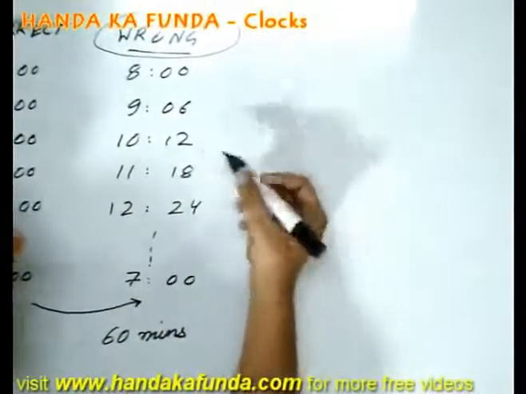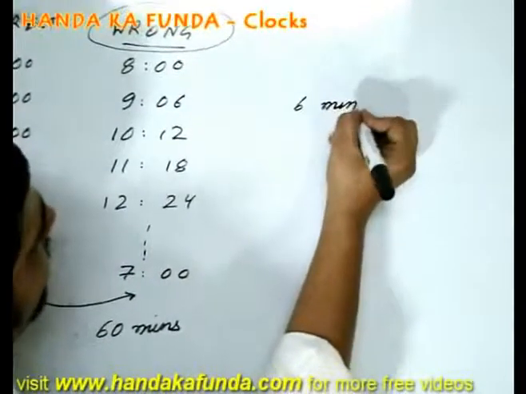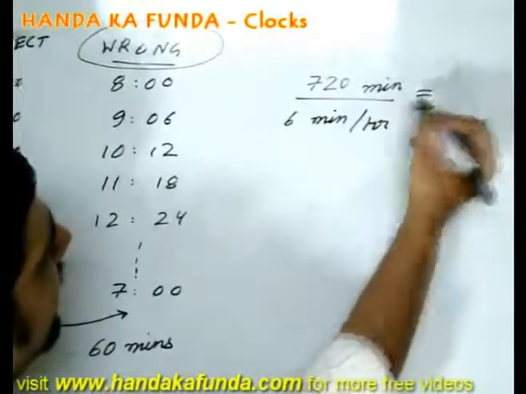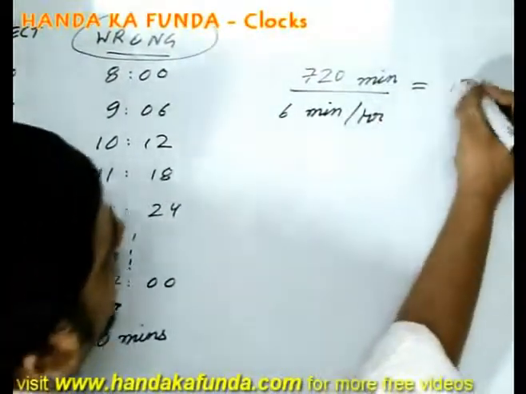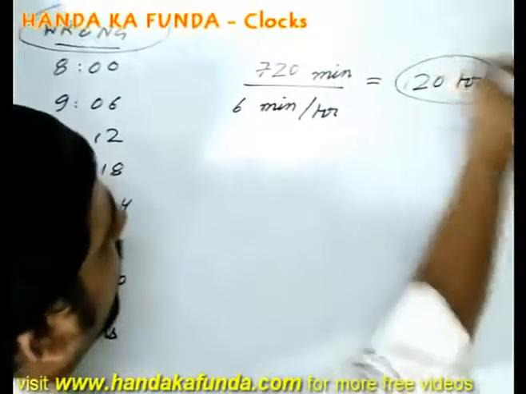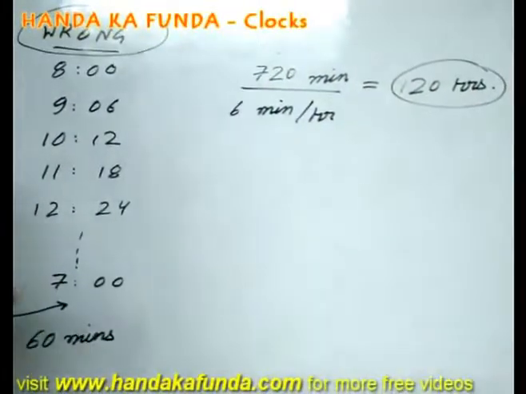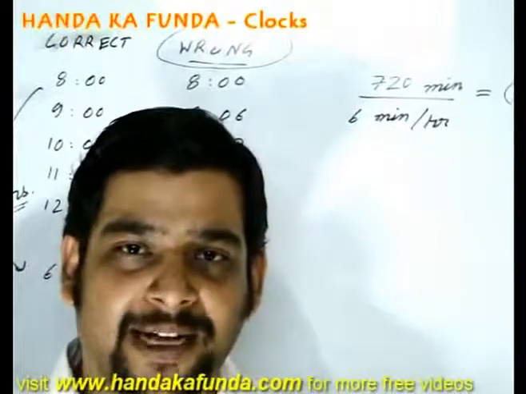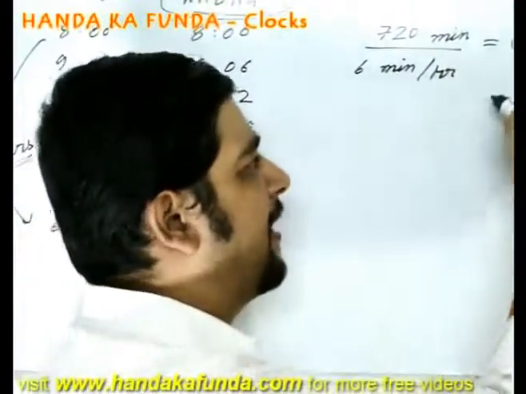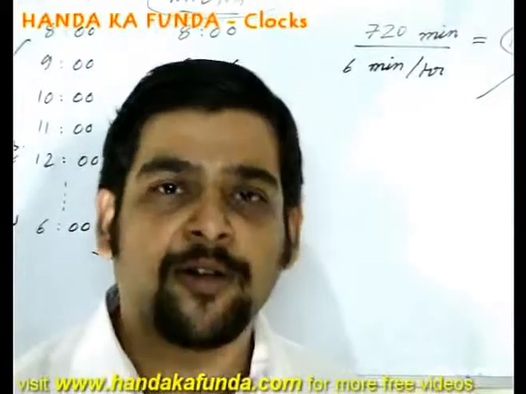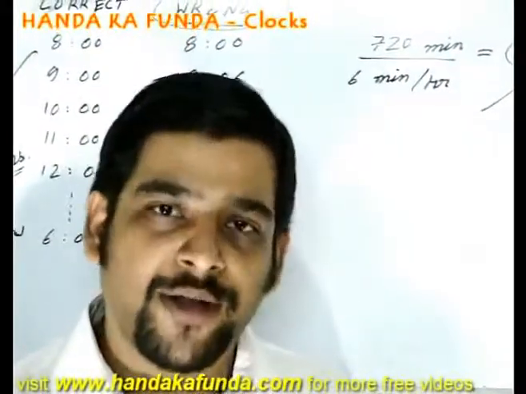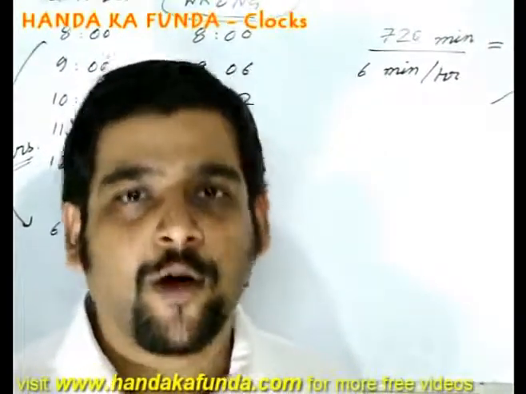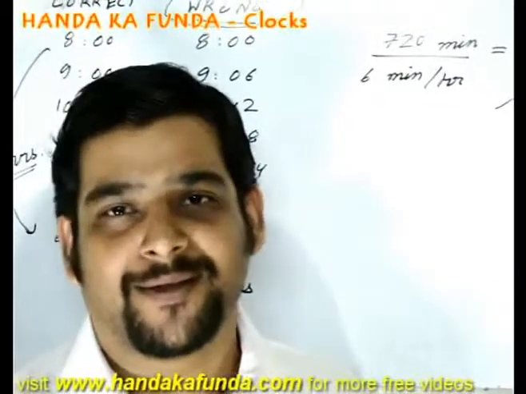So my wrong clock right now is gaining 6 minutes every hour. And I wanted to gain 720 minutes. It can gain that 720 minutes in how much time? In 120 hours. So after 120 hours, it will show the correct time again. How about a clock that was losing 6 minutes every hour? When will it show the correct time again? It will also show the correct time again after 120 hours. The fact that it was gaining or the fact it was losing doesn't matter, because either you need to gain 12 hours or 720 minutes, or you need to lose 12 hours or 720 minutes.